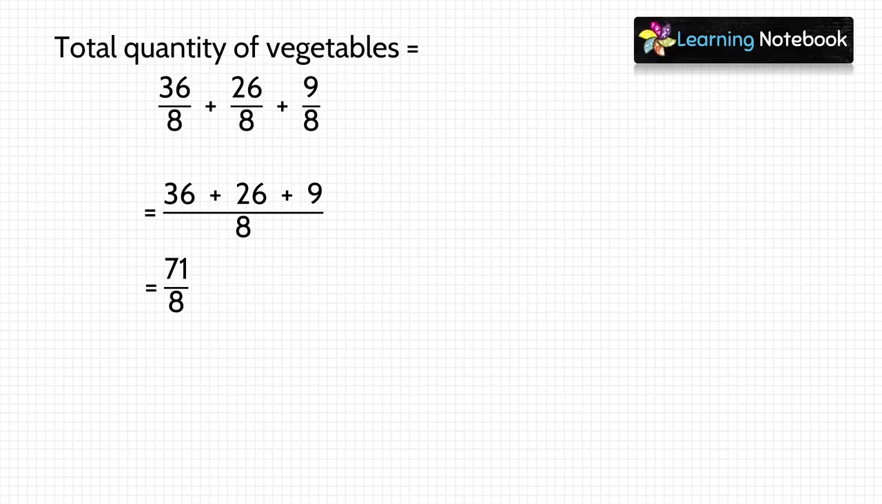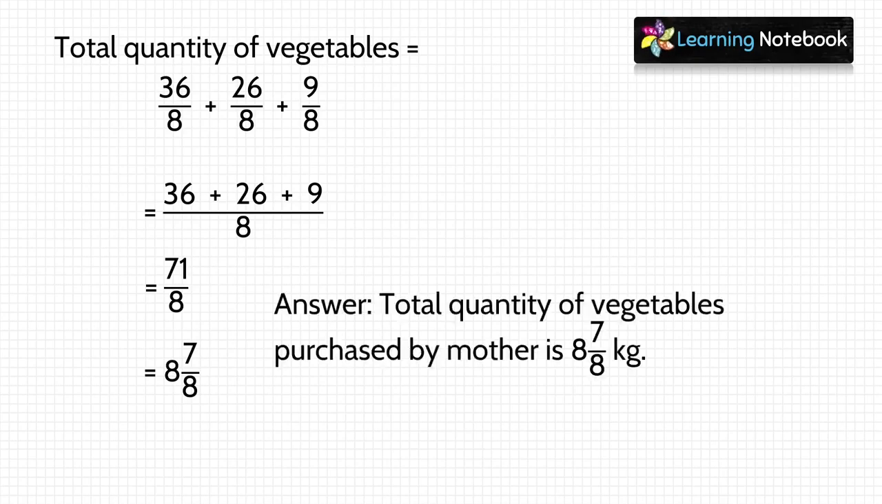Now as you can see, numerator and denominator have no common factor. So it means this fraction is in its simplest form. But students, this fraction is an improper fraction. So let's convert it into a mixed fraction. We get 8 7/8. So this is our answer. We will write the answer statement. Total quantity of vegetables purchased by mother is 8 7/8 kg.